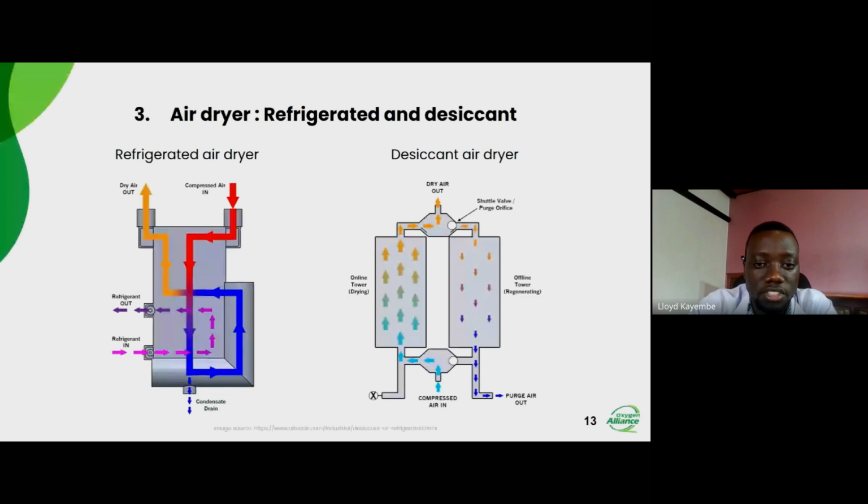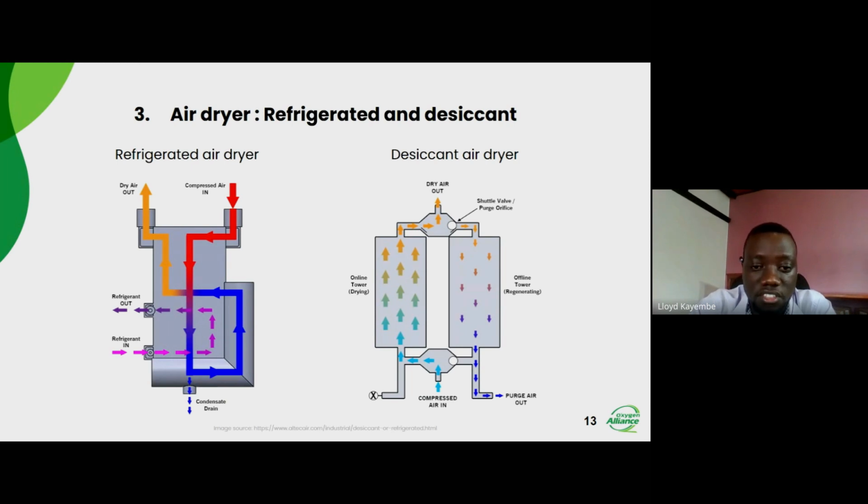The one on the left is a refrigerated air dryer. It works on the principle of condensation. As the compressed air is passed through a heat exchanger, that is the refrigerant coils, it is cooled to a temperature where the water vapor in the compressed air condenses into liquid water. That's typically about 3 to 5 degrees Celsius, which is the dew point of water. The condensed liquid water droplets are collected at the condensate drain of the air dryer.